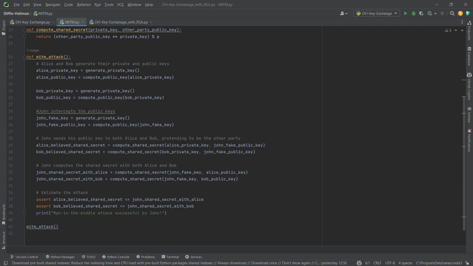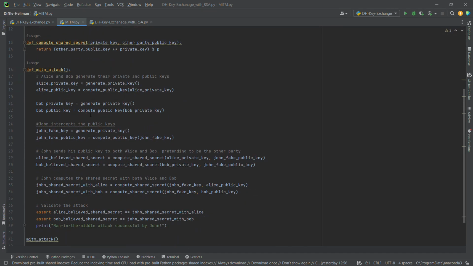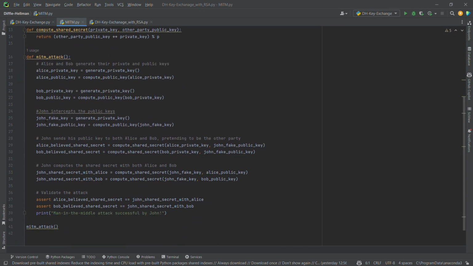And John generates his private key. It is possible because if one person wants to generate a private key, you just need to know the value P, which is a publicly known value, so everybody can generate this private key. As well, when it comes to the public key, you need to know the values of G and P, which are publicly known also. So John generates his private key and public key.